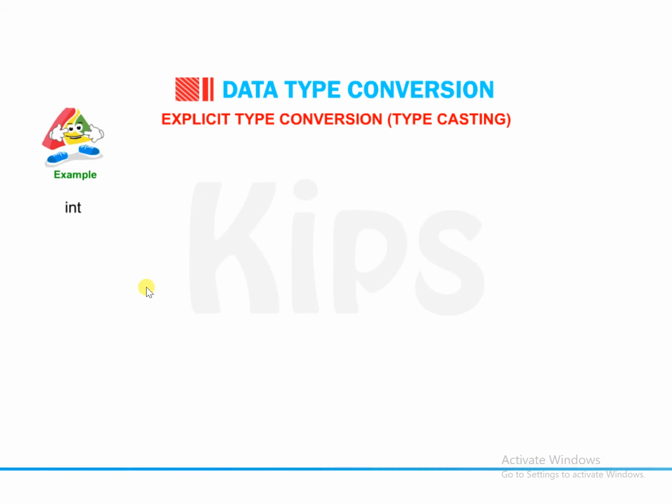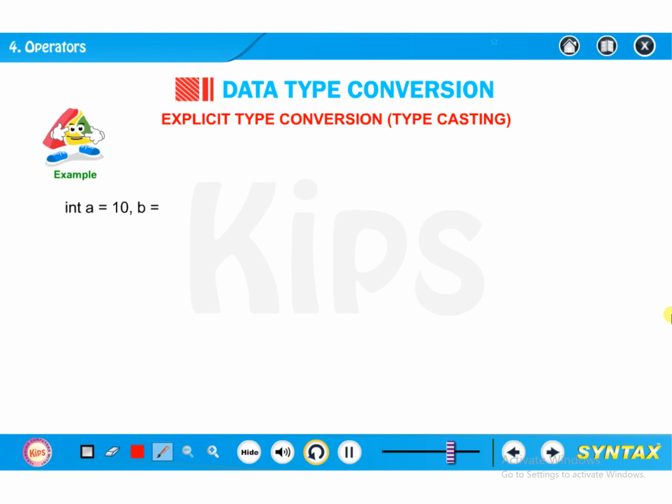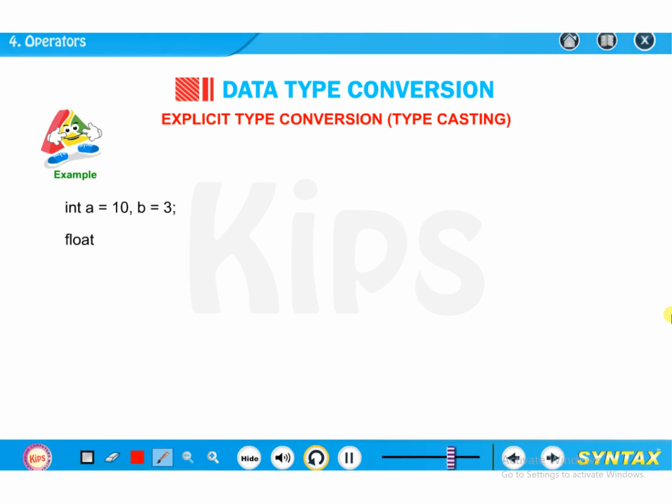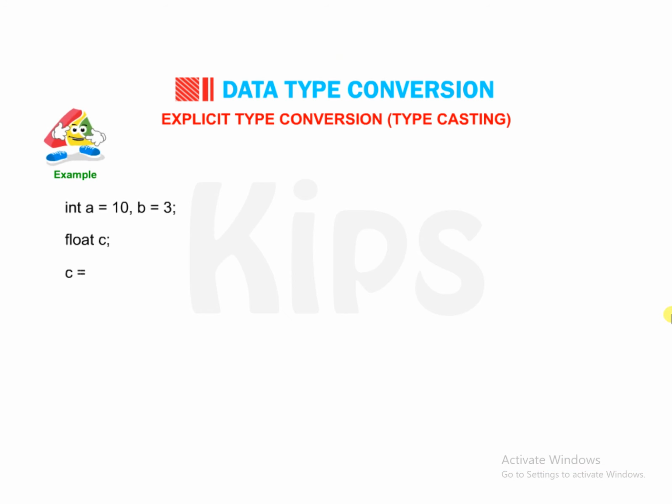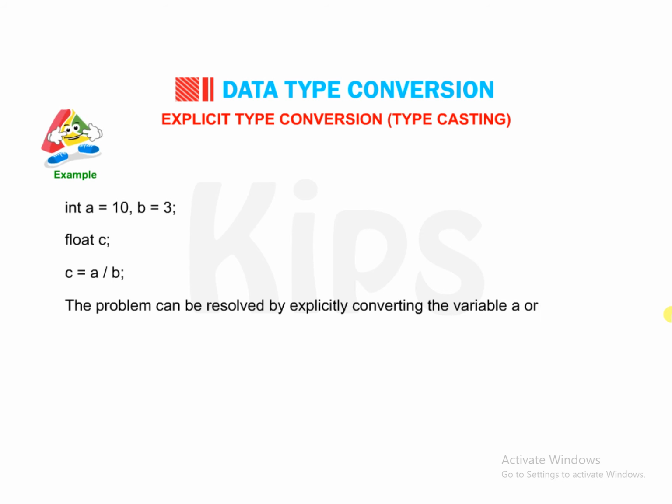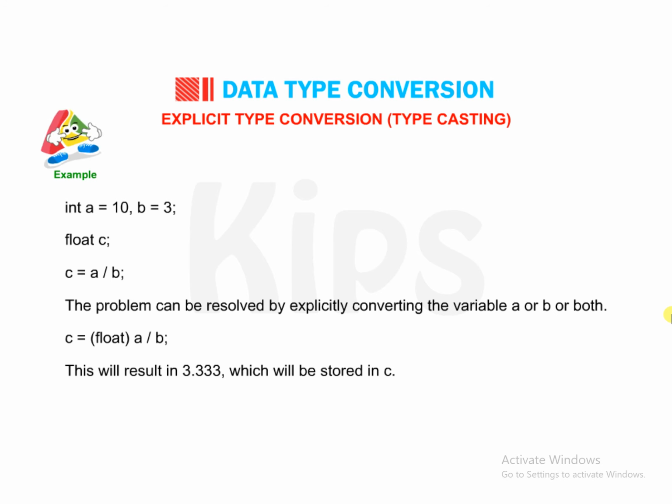Example: int a = 10, b = 3; float c; c = a / b; The problem can be resolved by explicitly converting the variable a or b or both. c = (float) a / b; This will result in 3.333, which will be stored in c.